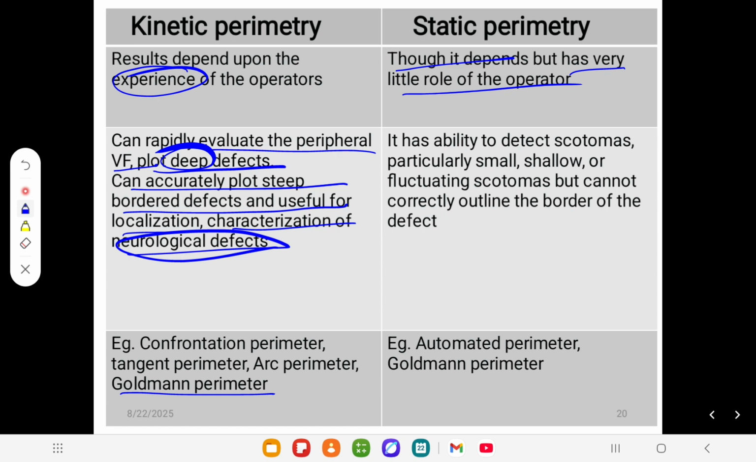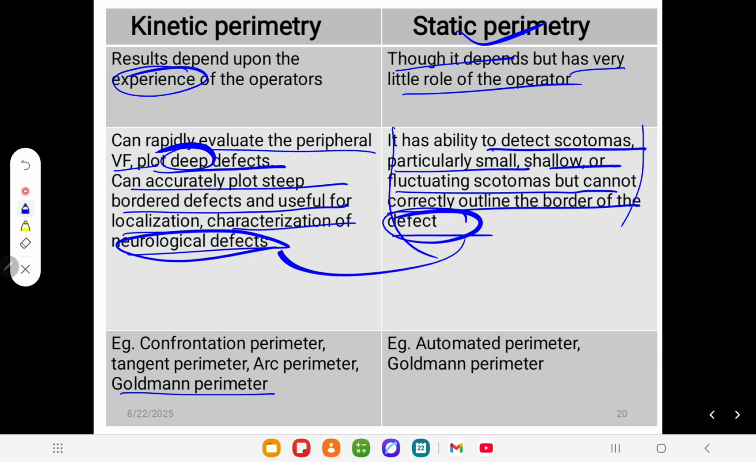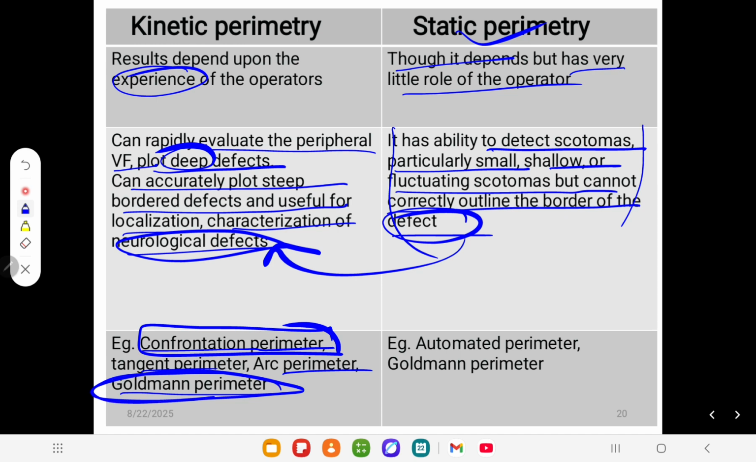Static perimetry has the ability to detect scotomas, particularly small, shallow, and fluctuating scotomas, but cannot correctly outline the border of the defect. To outline the border of the defect, kinetic is better, but the border should be a sharp defect. So examples of kinetic perimetry are confrontation perimetry, which is very important, and we are definitely going to delve into it, tangent screen and arc perimetry, but yes, I'm going to make a good presentation on Goldmann perimetry.